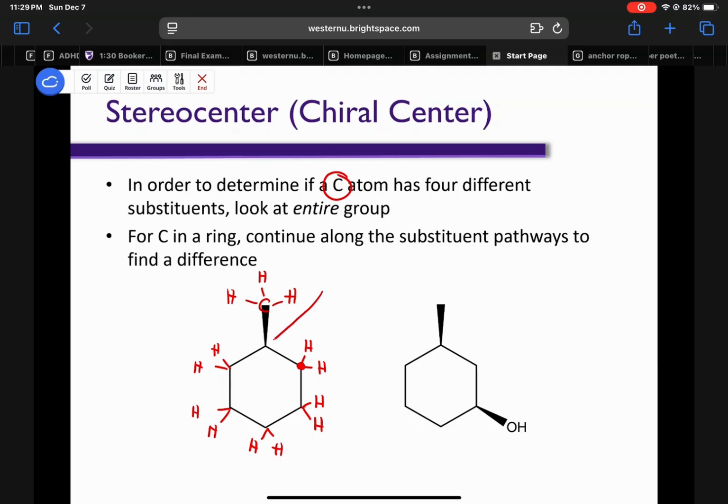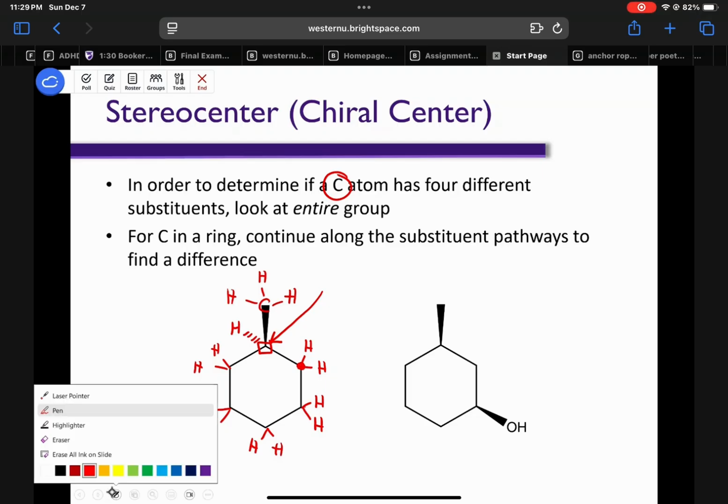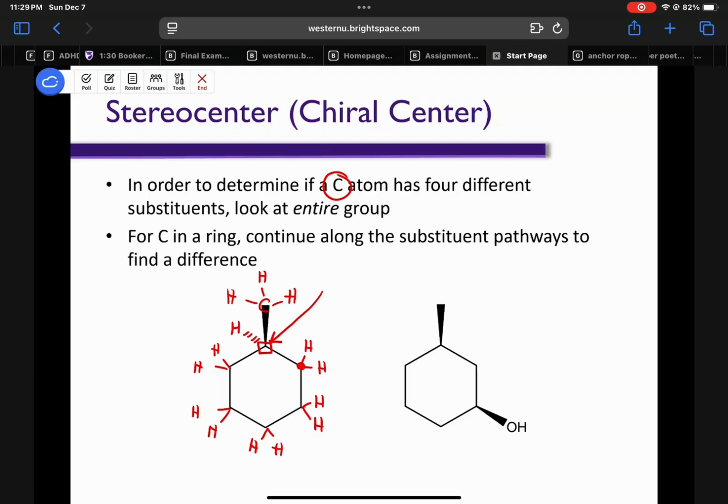So what I want to decide now is if the carbon that has a little square around it, is that chiral or is that not chiral? And you'll see right away, I forgot to draw in one more hydrogen. There we go. That carbon also has an extra hydrogen. Now I'm going to compare these 4 different substituents and see if they are unique. So this carbon, I'm going to color it in blue. It has a hydrogen and a methyl group. Those are definitely different.